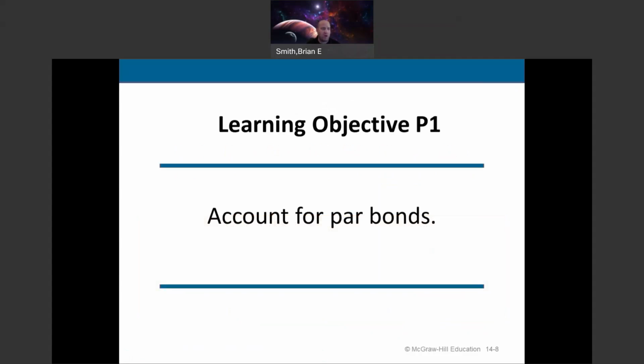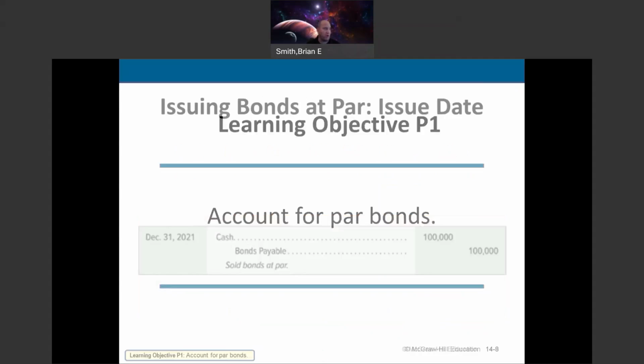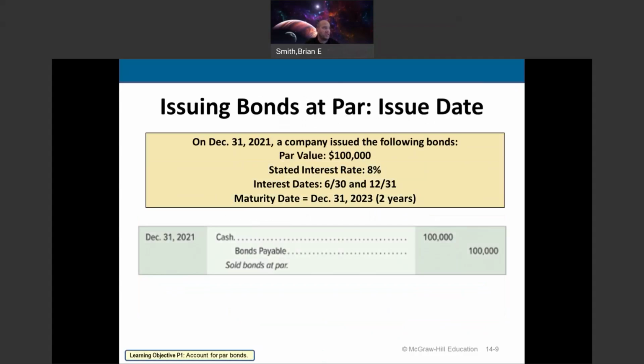So let's talk about accounting for par value bonds or par bonds. In this situation, on December 31st, 2021, a company issued the following bonds. Par value is 100,000, stated rate is 8%, interest dates are June 30th and December 31st, and the maturity date is in 2 years. Whenever a company issues bonds, it's really simple. They're going to debit cash and credit bonds payable. It's really that simple. That's all we're doing.